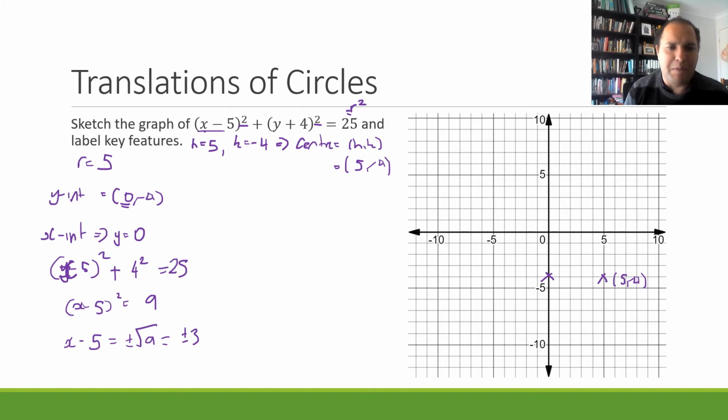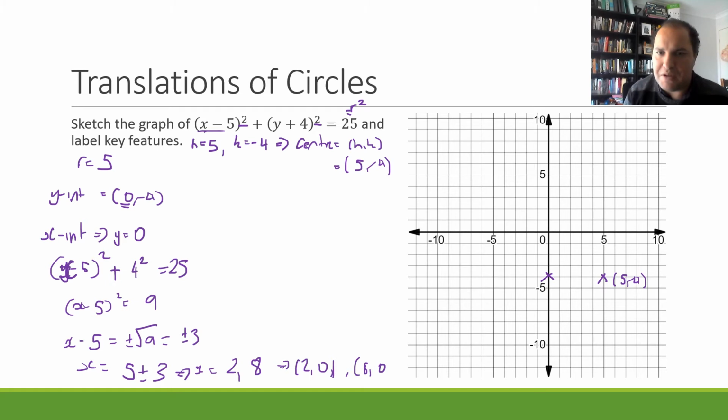So remember, when we square root, we have to include our plus and minus sign, so x must be 5 plus or minus 3. That means x equals 5 minus 3, which is 2, or 5 plus 3, which is 8. So we've got two intercepts, (2, 0) and (8, 0). Plotting those, there's (2, 0), here we've got (8, 0), and our y-intercept we're going to label, which is (0, -4).